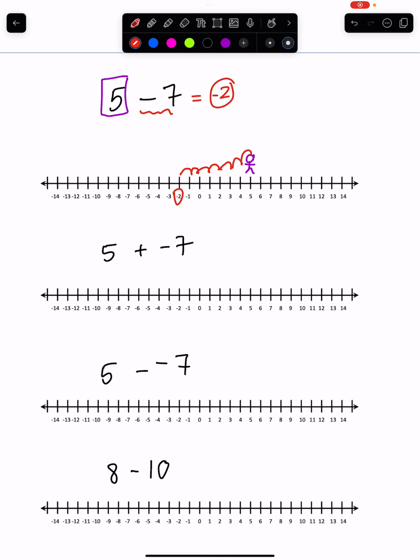And if you wanted to, you could have started at -7. And then since this 5 is positive, you could have moved 5 to the right from there. And boom, you're going to end up in that same spot at -2.